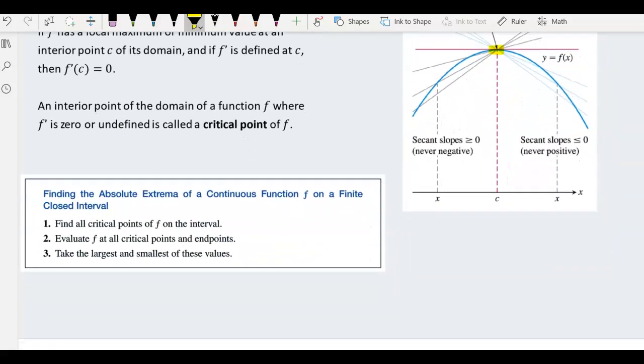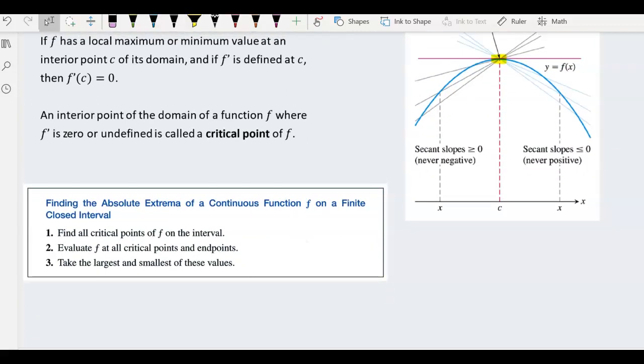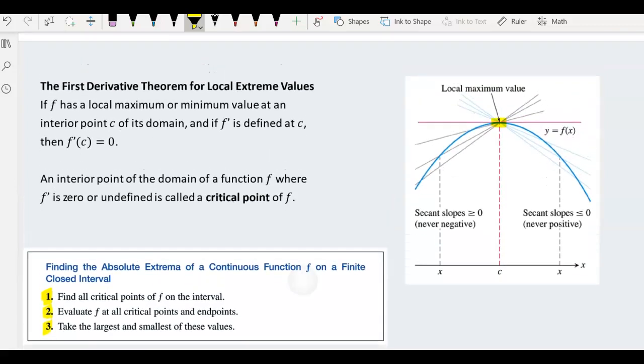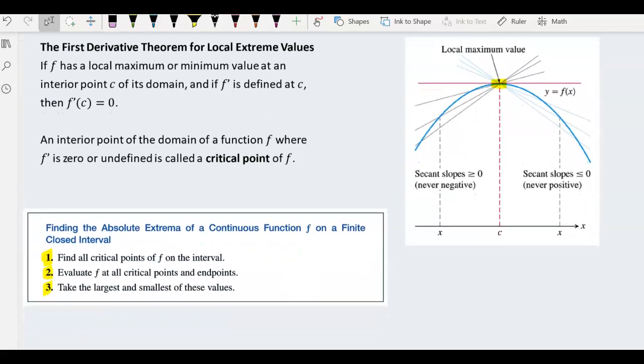Once we know what the critical points are, we can use that to find the absolute extreme points, absolute max, absolute min. And we'll do that by finding all the critical points using the derivative. And then we'll take those critical points and plug them into the original function because we want to know what the y value is. And then the largest would be the max and the smallest would be the min. I'm going to first show you the proof of this theorem, and then we'll do a couple examples going through the steps of 1, 2, and 3.